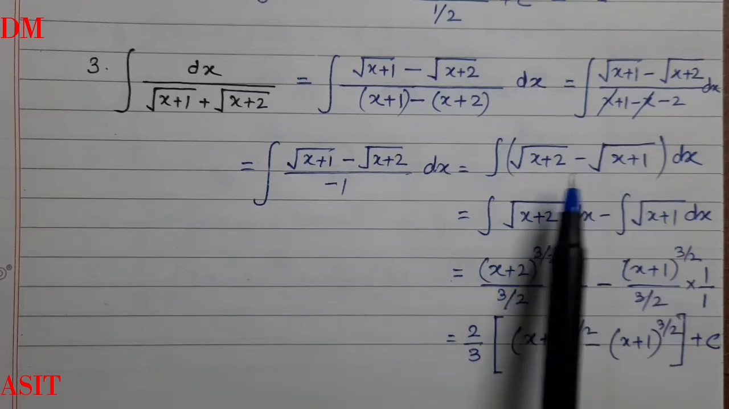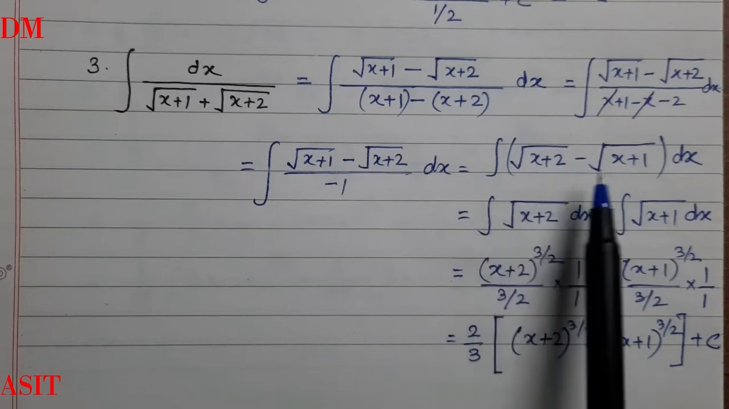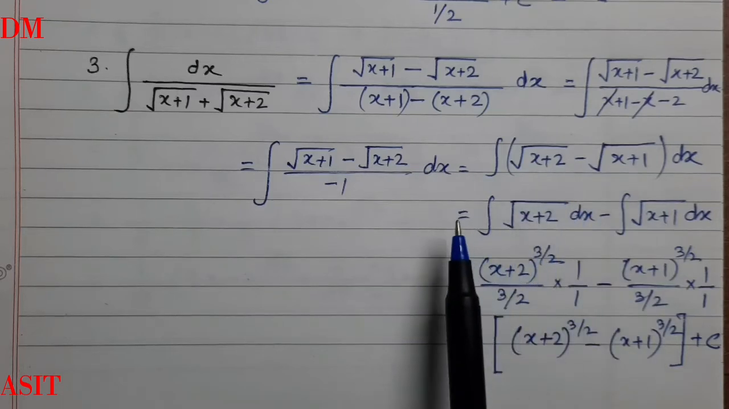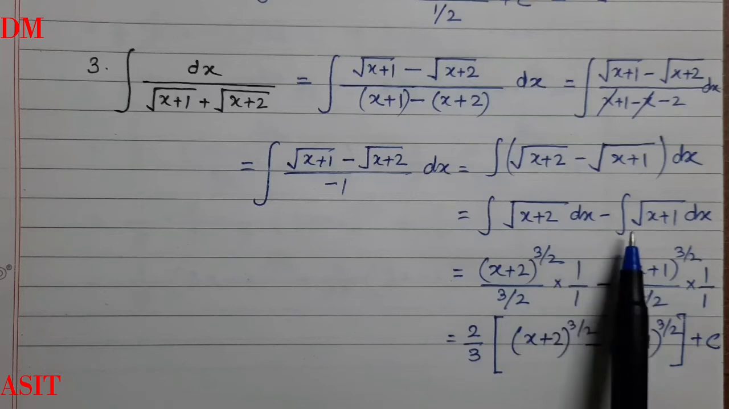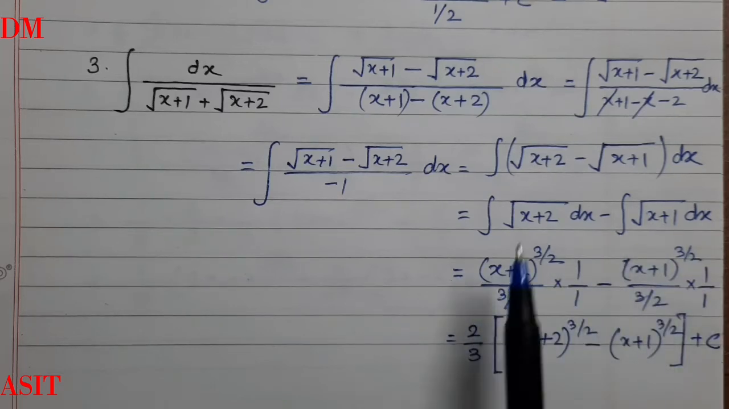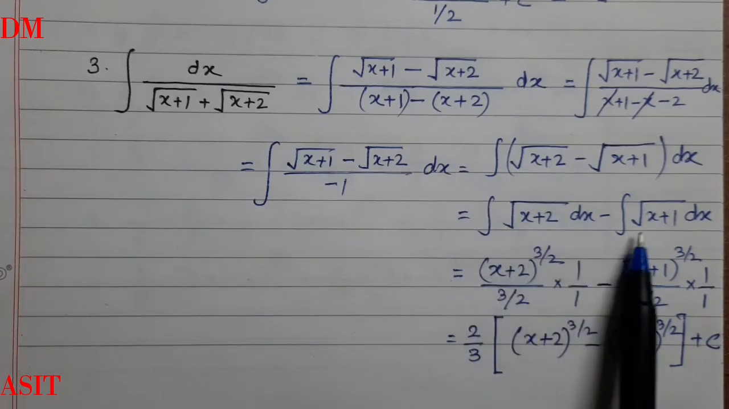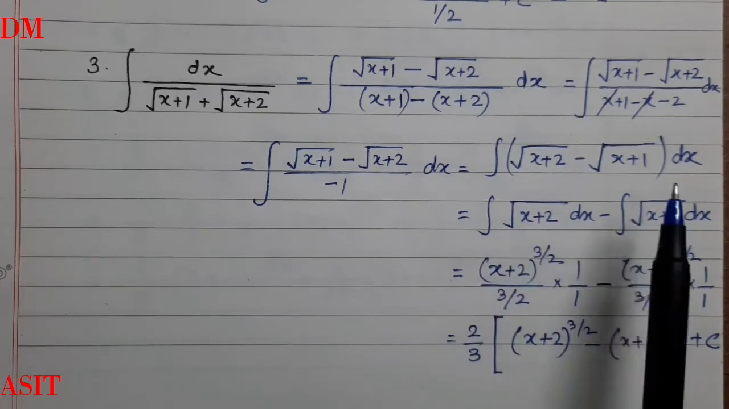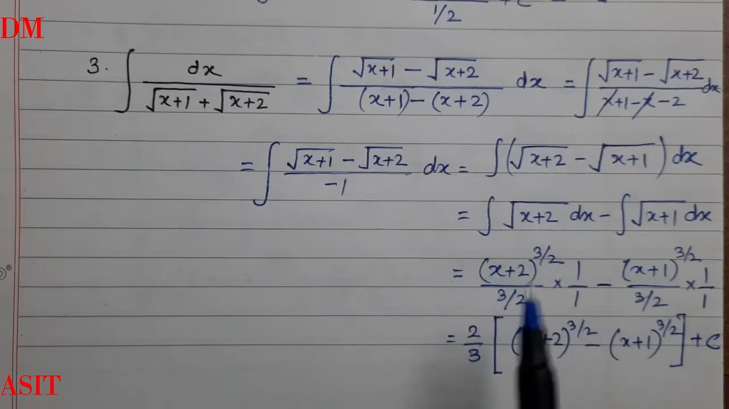Now we can split the integration, distribute the integration. So this will be integration of root of x plus 2 dx minus integration of root of x plus 1 dx. Now in both the cases it will be x plus 2 whole to the power 1 by 2, and x plus 1 whole to the power 1 by 2. Now you can pause the video and do the integration. This is very simple integration.